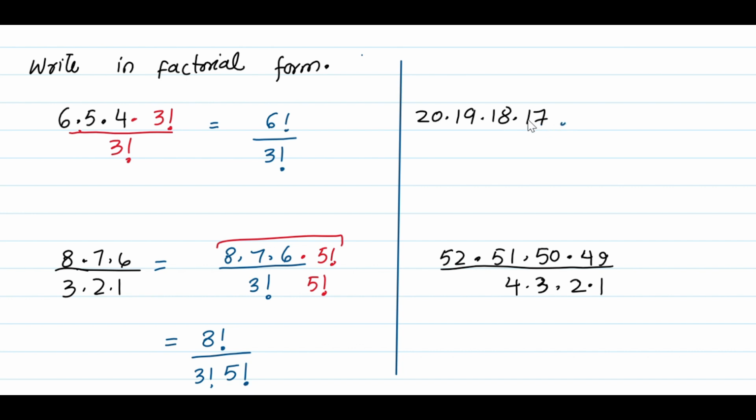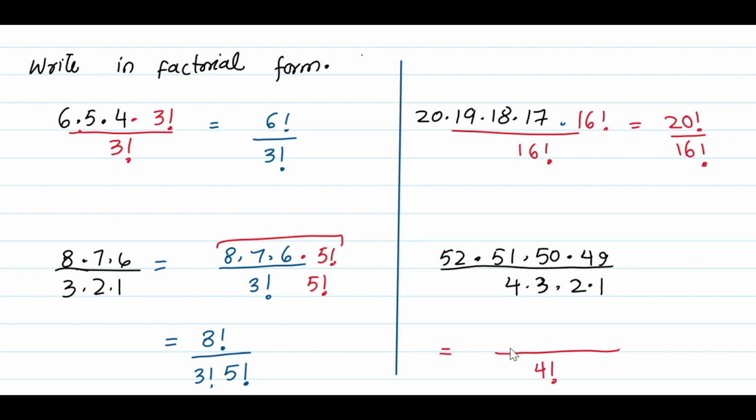Next one ends with 17. It means the next should be 16 factorial. So we multiply and divide by 16 factorial, and the first one completes as 20 factorial and the next one is 16 factorial. Same in the denominator, it's already 4 factorial.